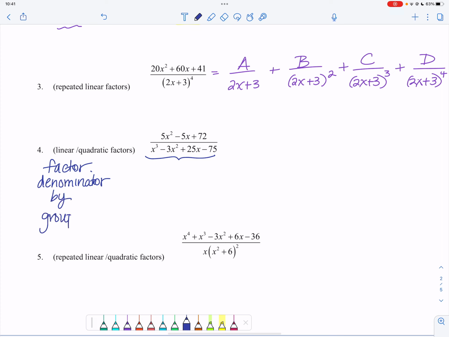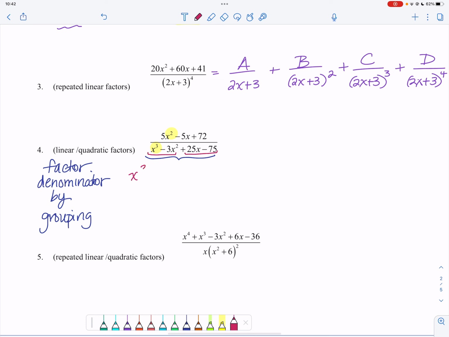So you do want to factor your denominator first. We still have our numerator degree smaller than the degree of the denominator, so we're okay there. So how do we factor by grouping? We take the first two terms and see what they have in common, and then the second two terms.